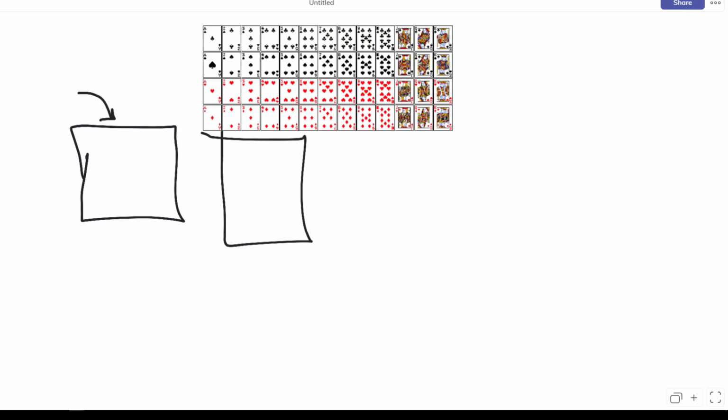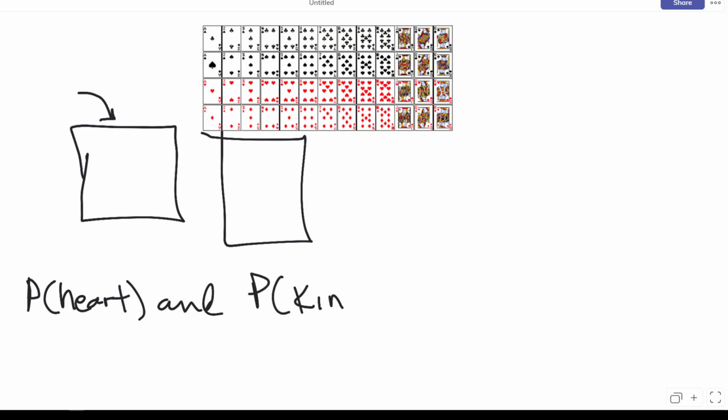It wants to know, find the probability of selecting a heart and then selecting a king. Because it specifically states the first card is replaced, is put back, that's important. So the probability of getting a heart: if you don't know about cards, there's 13 out of 52 hearts.